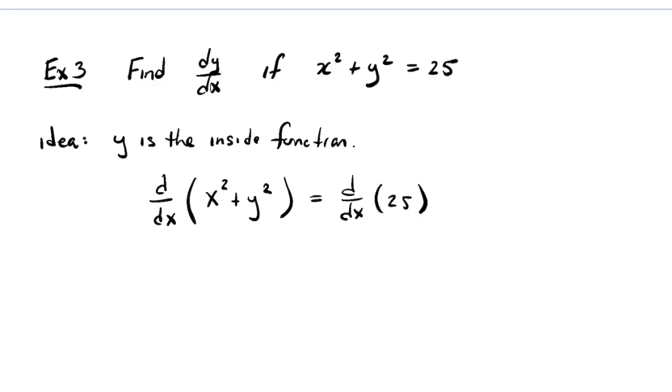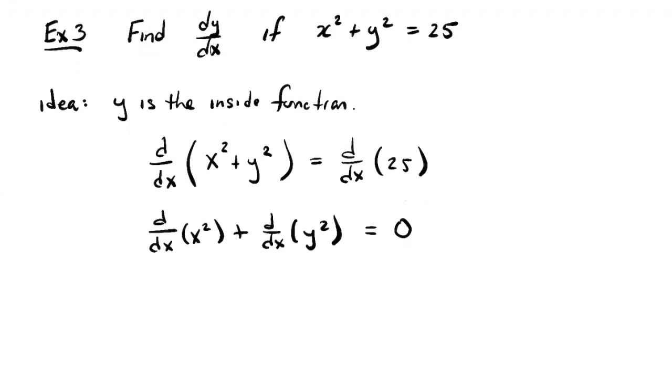And on the left-hand side, we have a sum. And our sum rule for derivatives says that the derivative of a sum is the sum of the derivatives. So I'm going to take the derivative of x squared and the derivative of y squared separately. The right-hand side's a constant. The derivative of a constant is 0. Right? And now, continuing along, let me give myself some room here. The derivative with respect to x of x squared is 2x.